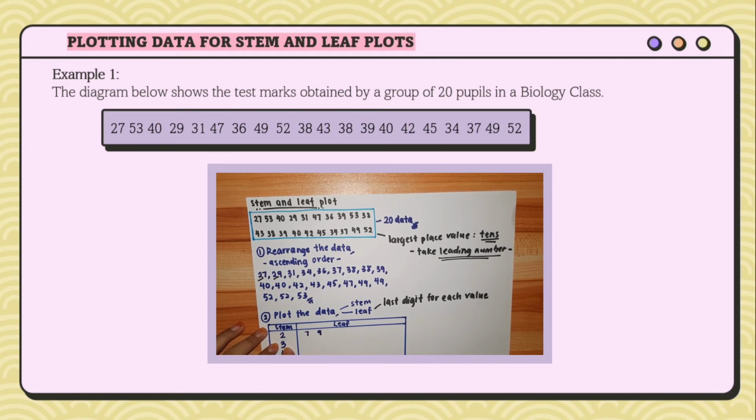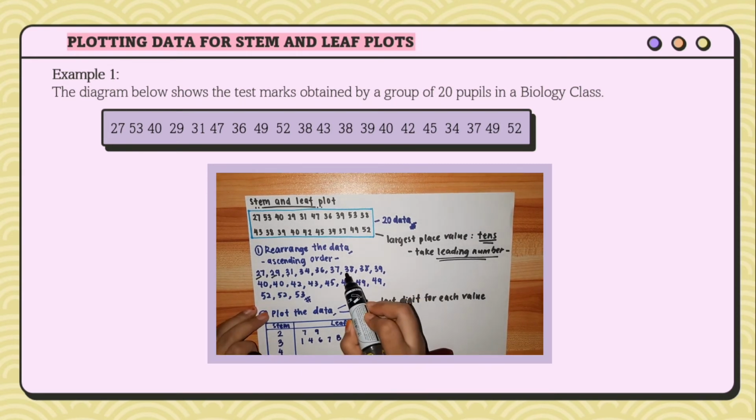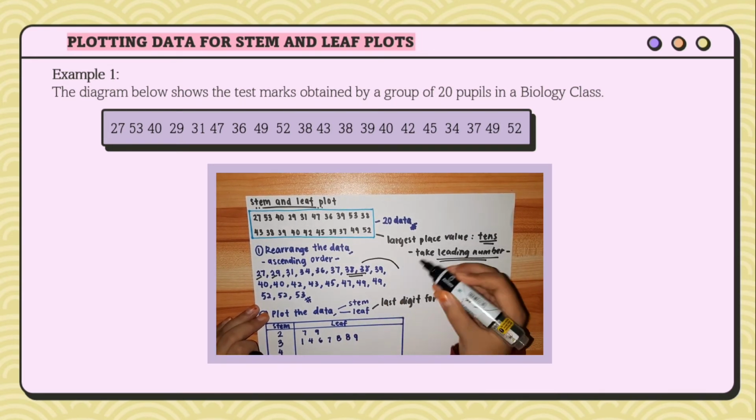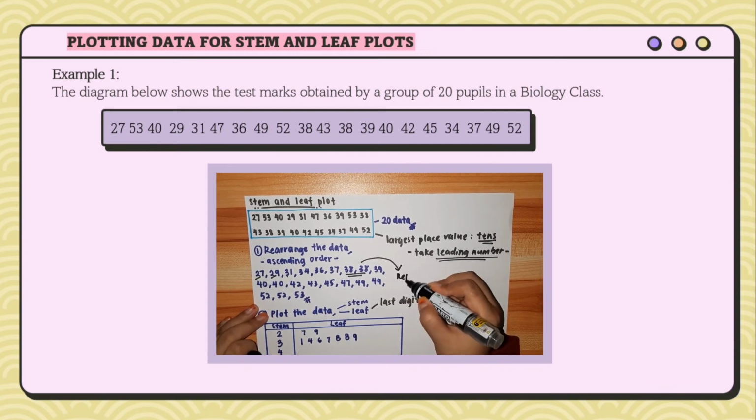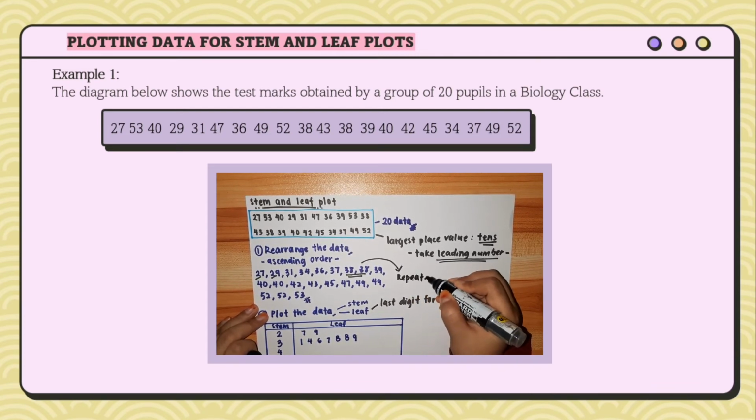Okay. Next, move on to stem 3. So we have to write all the last digits for values 31 until 39. So the leaf is 1, 4, 6, 7. Since we have the value 38 twice, we need to write both numbers. So please remember, if we have a repeated number, we have to write down both. When we have repeated numbers, we have to write down all the leaves, even if the leaves are the same for the stem.